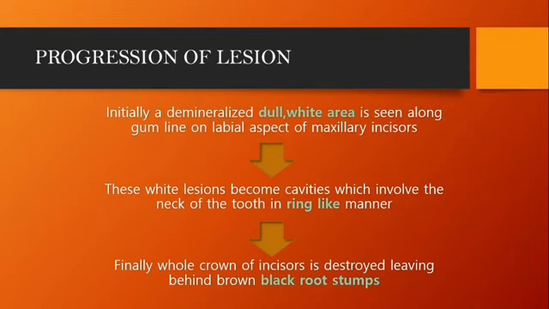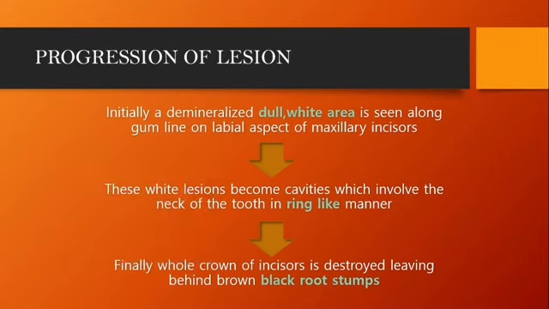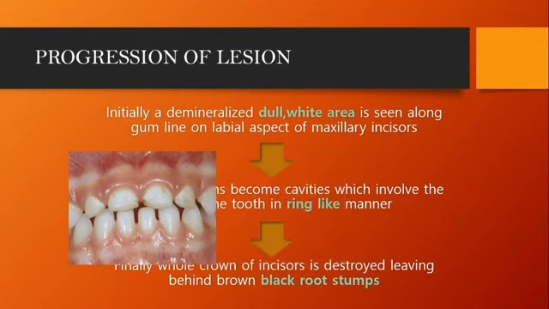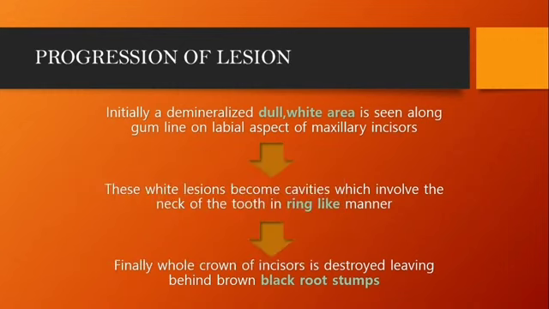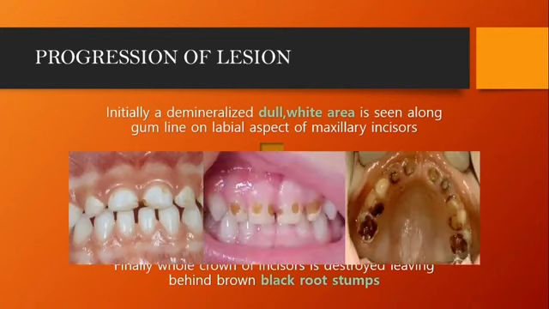In progression of the lesion, initially a demineralized dull white area is seen along the gum line and labial aspect of maxillary incisors. Maxillary incisors, that's quite important. A lesion like this will appear. And these white lesions become cavities which involve the neck of the tooth in a ring-like manner, like this, involving the whole of the tooth. Finally, the whole crown of the incisors is destroyed, leaving behind brown-black root stumps, like this.